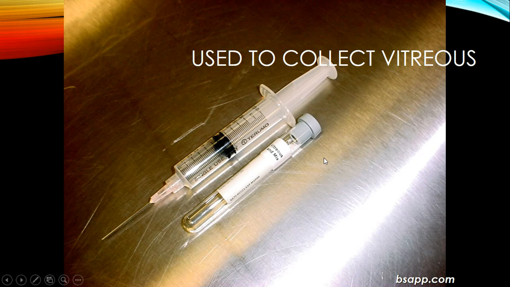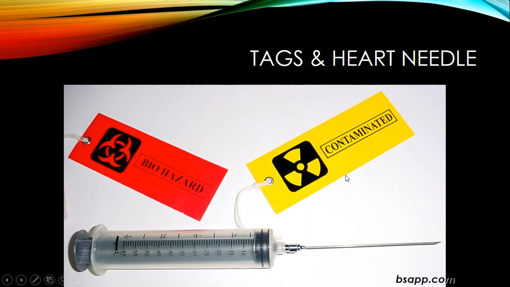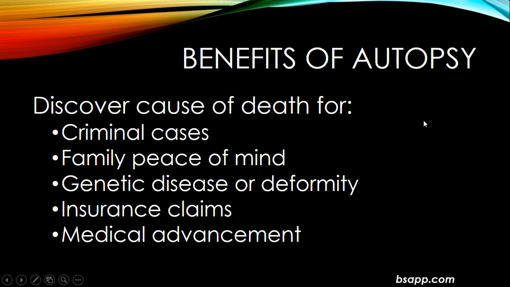Okay, so I'm going to show you some of the tools that they would use. They would collect samples from the body and package them to be sent off to the lab. There are different tubes for each of the different samples that they are collecting. Everything needs to be tagged. So you're going to have your biohazard tags because it's biological material. If it's contaminated with anything radioactive, they would have to label that as well. This is a heart needle, to take specimens from the heart.